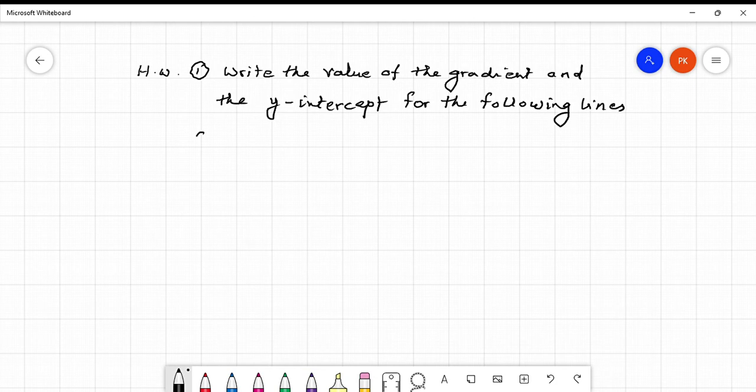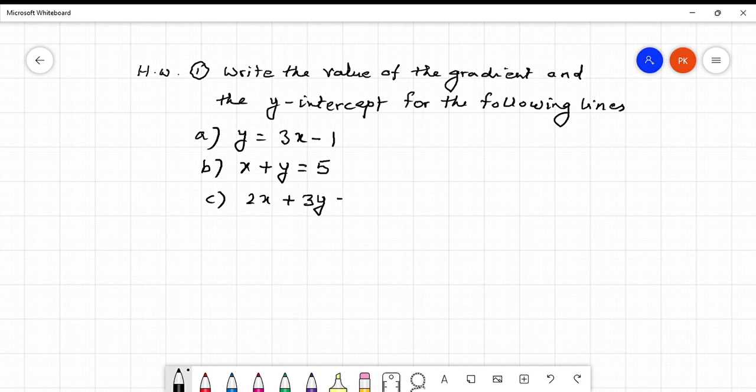So first one, y is equal to 3x minus 1. Second, x plus y is equal to 5. Third, 2x plus 3y is equal to 10. And 4x minus 2y is equal to 15.